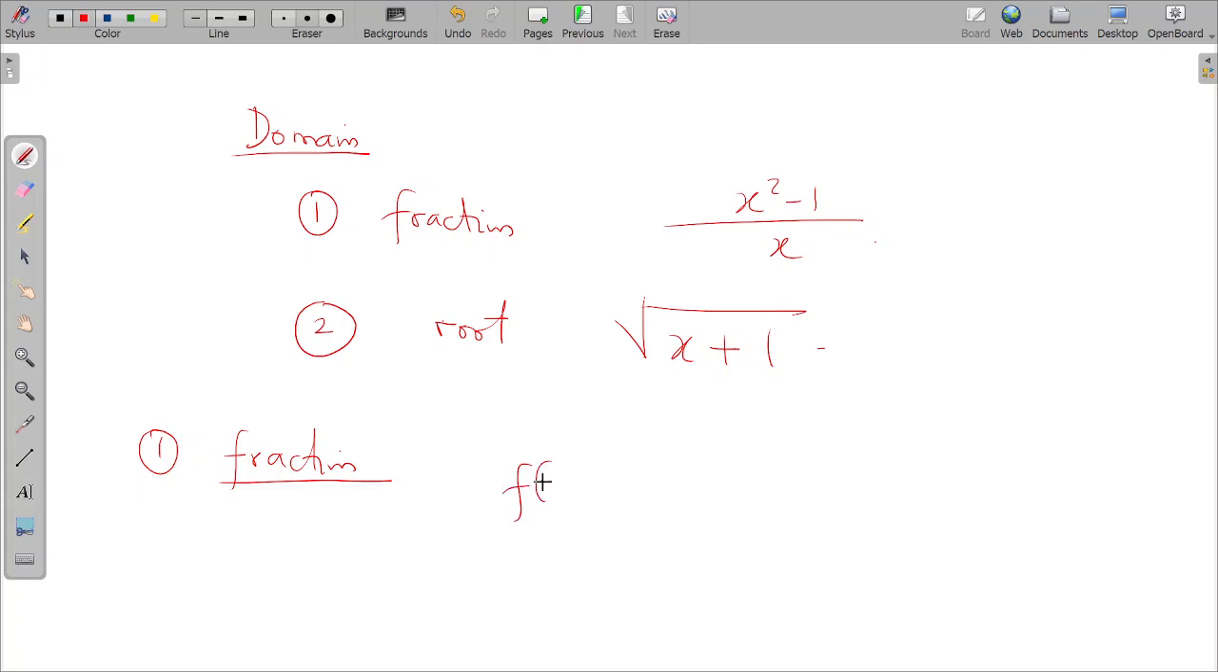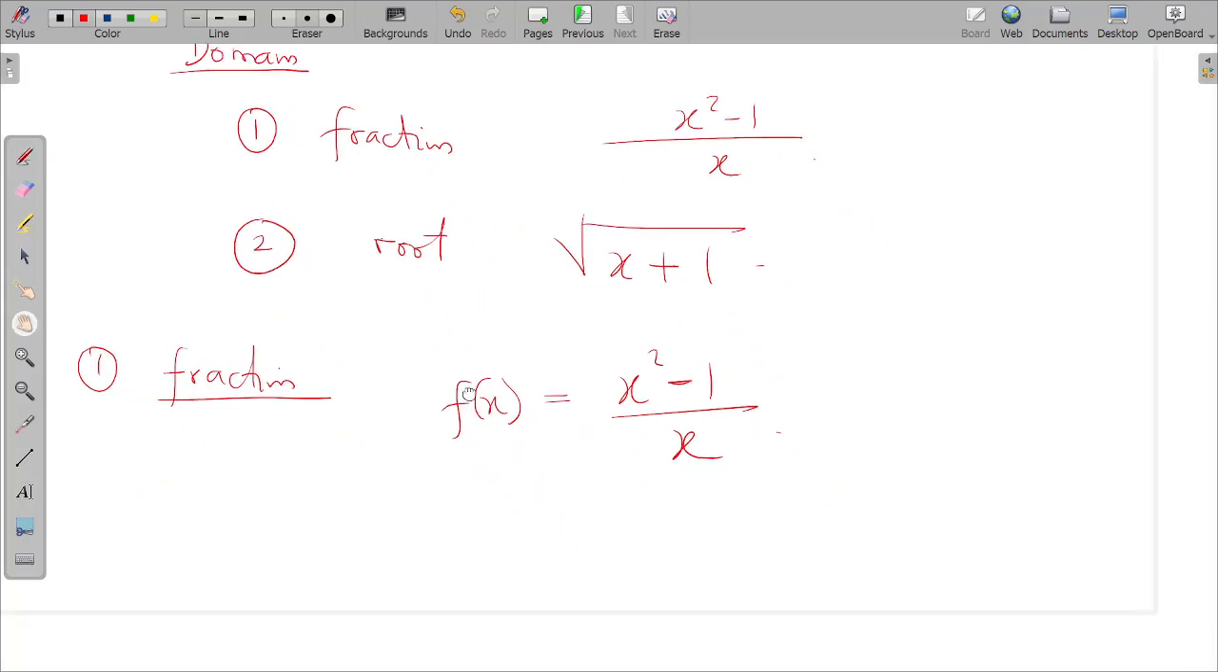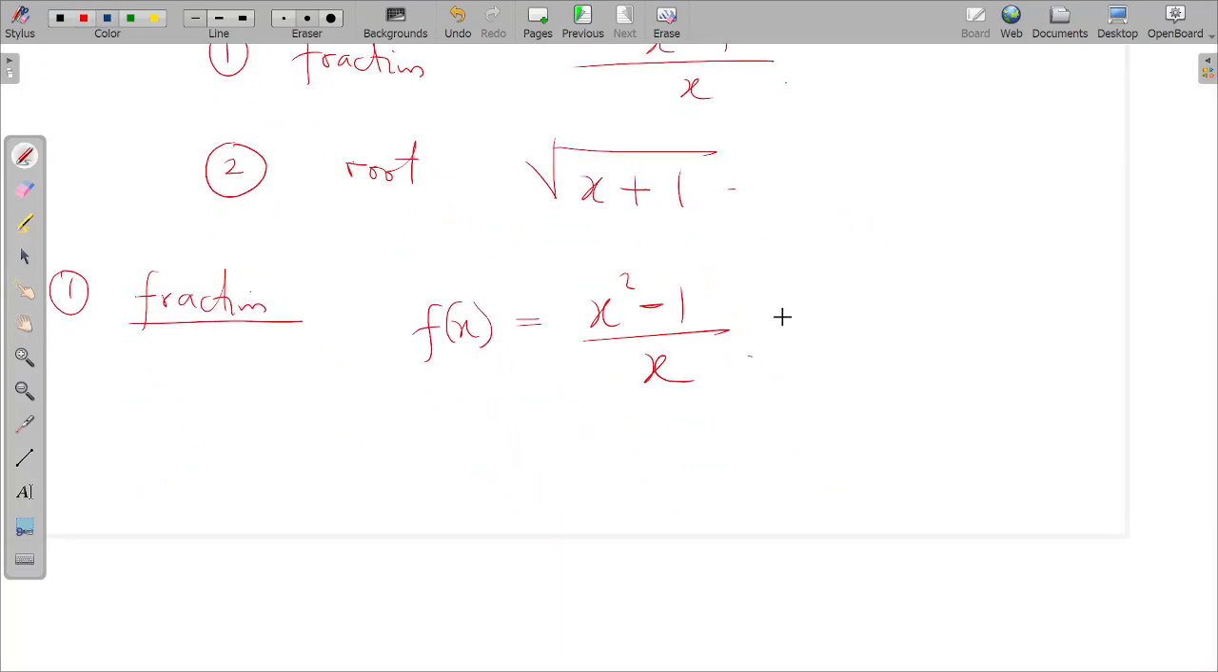For example, if I say this equals to this, of course, this can be written this way. If you divide by x, you can have minus 1 over x. That can be written that way. But you will still have to deal with this division by x. So we don't want the denominator to be 0.